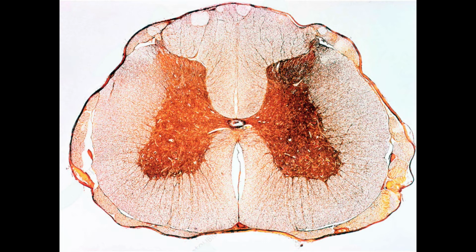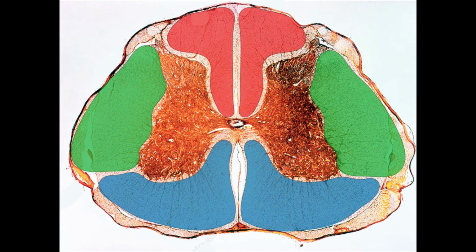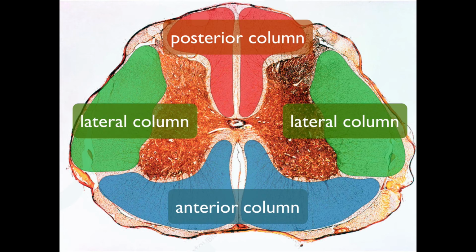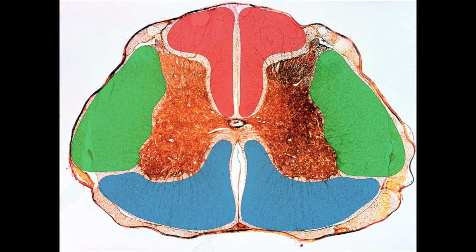These columns have very specific names for these sections, so let's get into that. These bundles of axons are called columns, and the red shows the posterior column, the green the lateral columns, and the blue the anterior columns. This is a very simplified look at what is actually happening, because each of these columns, for example the posterior column, can be subdivided into tracts or fasciculi. If I want to get to where I live in a very specific part of the city, I'm going to take a very specific route.